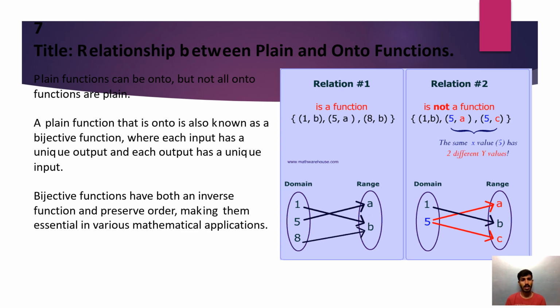Relationship between plain and onto functions. Plain functions can be onto, but not all onto functions are plain. A plain function that is also onto is known as a bijective function, where each input has a unique output and each output has a unique input. Bijective functions have both an inverse function and preserved order, making them essential in various mathematical applications.